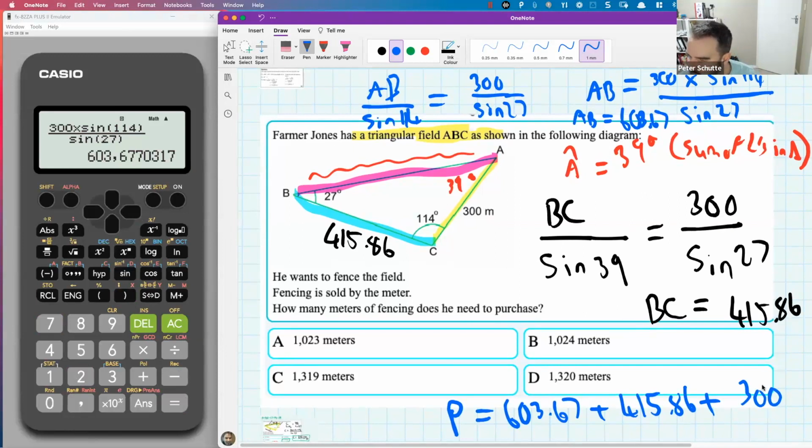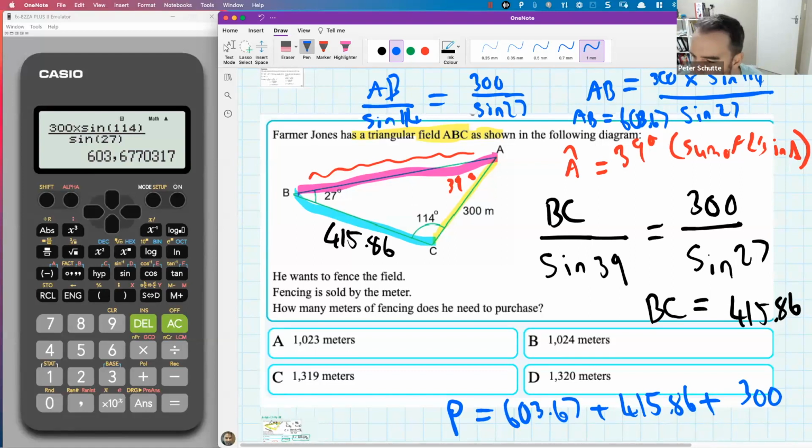Indeed, I can see that. So actually, in this question, there is no base and height because the height of a triangle is always perpendicular to another side. Okay, so let me see if I add up. 603.67 plus 415.86 plus 300, I get 1319.53. Oh, but you would round up.